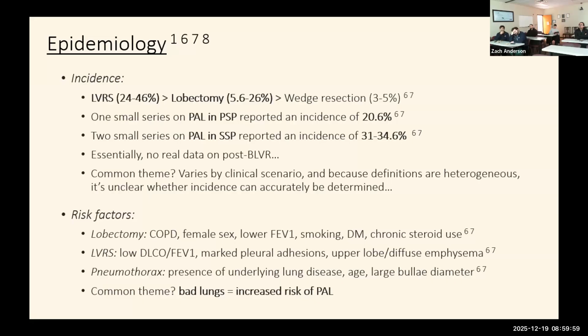There's no real data on post-bronchoscopic lung volume reduction that I could find in terms of how frequently, but what's the common theme here? It varies. And because the definitions of PAL are heterogeneous, what does this actually even mean in terms of incidence? It can happen is, I think, what you can take. And surgical is definitely more common than the others.